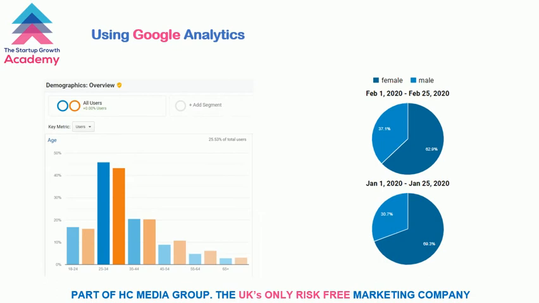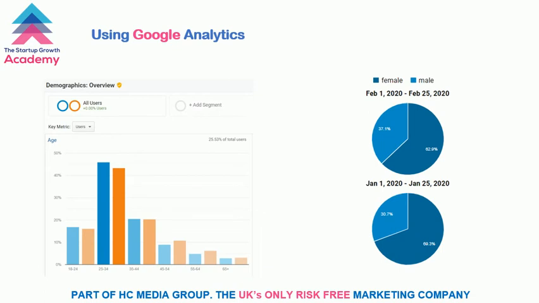More people aged 25 to 34 have come onto the website than any other age. So it's very clear that if I'm doing a Facebook advert or a Google paid advert, I'm only targeting the age between 25 and 34, because they're the most engaged on my site.